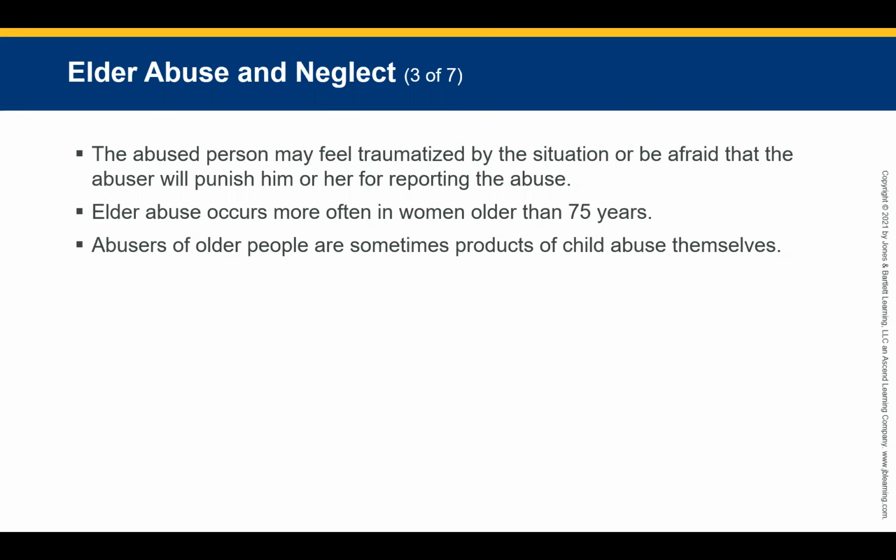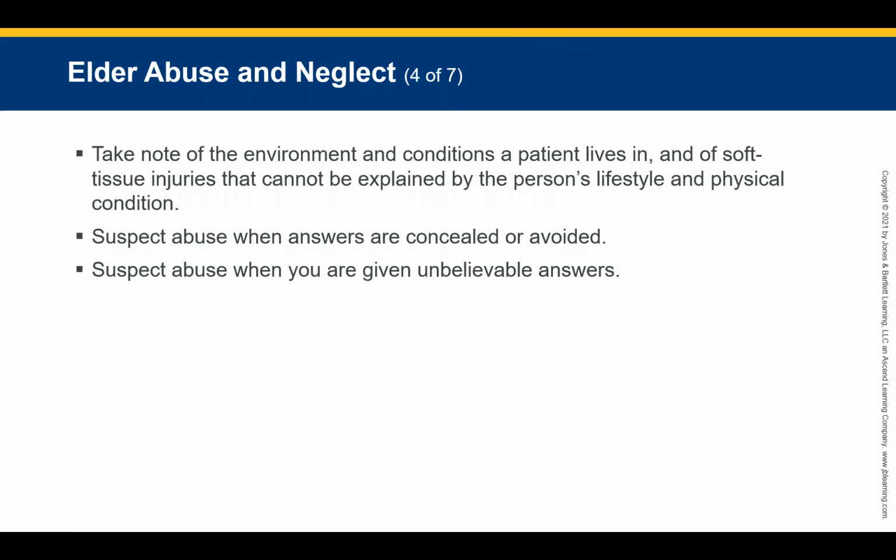Environments such as nursing homes and continuing care centers are also sites where older people sustain physical, psychological, and pharmacologic harm. Be suspicious of abuse when answers to questions about what caused the injury are concealed or avoided. Suspect abuse when you're unable to get a clear and precise answer.